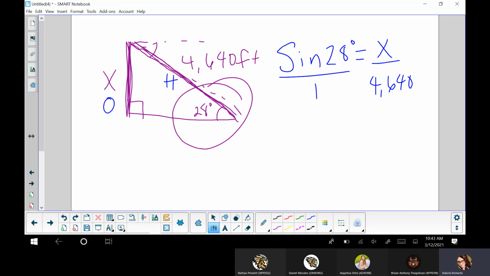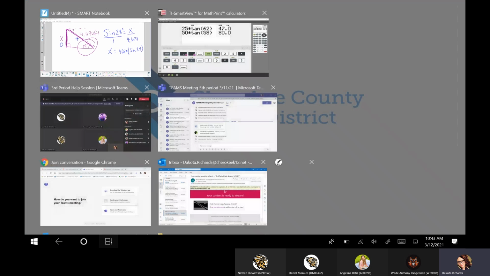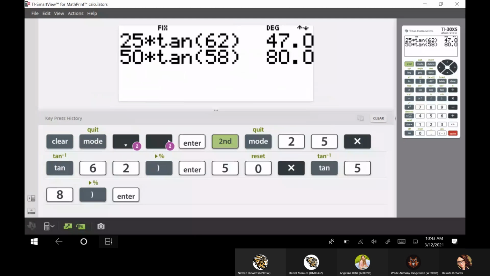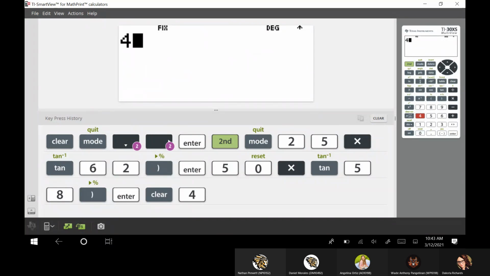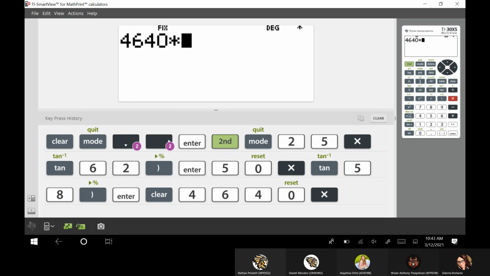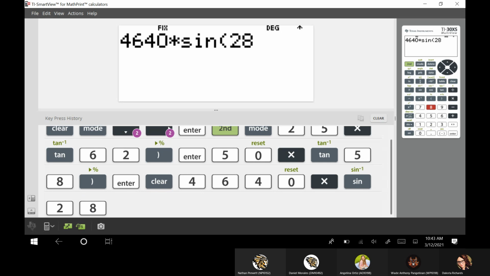Again, cross multiply. So that's going to be 4,640 times the sine of 28. You should get 2,178.3 feet.